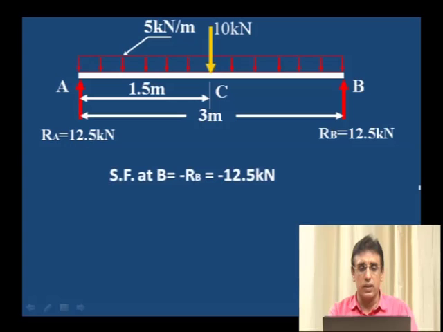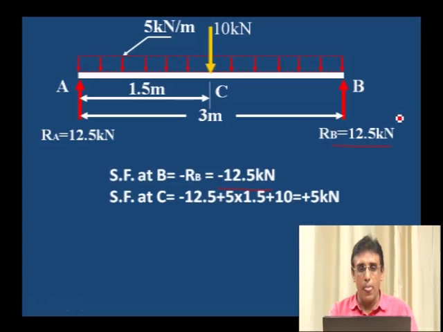To draw the shear force diagram, first the RB value is minus 12.5 kilonewton, that is upward, minus value. Then shear force at C: RB value is 12.5 plus half of the load from C to B, whatever uniformly distributed load is acting, that is 5 kilonewton per meter for a distance of 1.5. We have to take the right half of the portion because from the C right side, whatever load is there, we have to consider. Therefore 5 into 1.5 plus 10 kilonewton is acting at the C point. Therefore shear force at C is equal to 5 kilonewton.